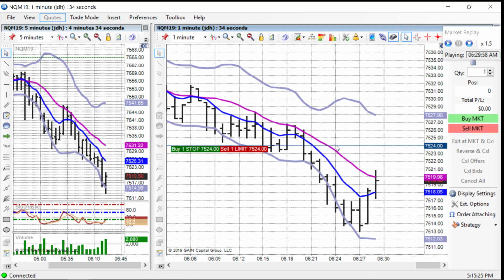So the goal is the same. We want to enter the trade as close or as on top of the 8 EMA line as possible. But how to do that accurately and anticipate where that entry point is going to be is what I'll show here.